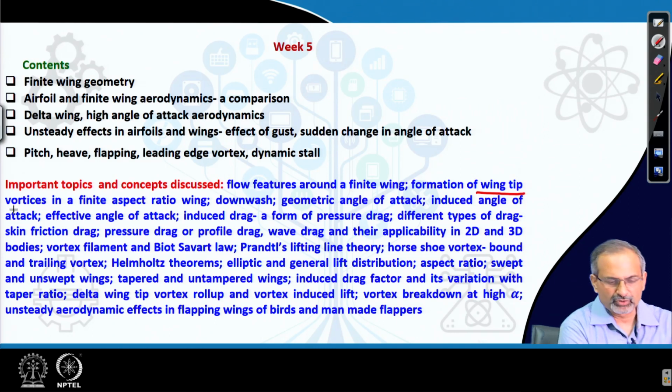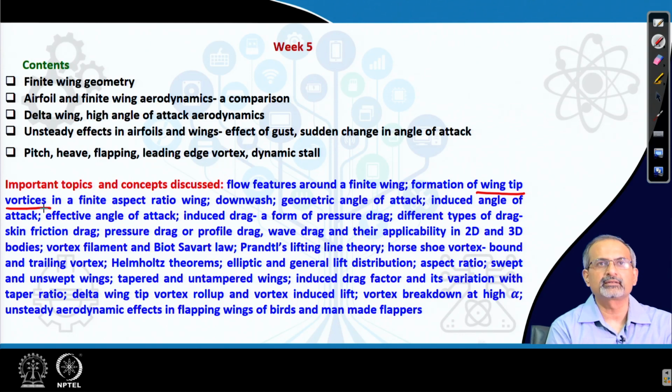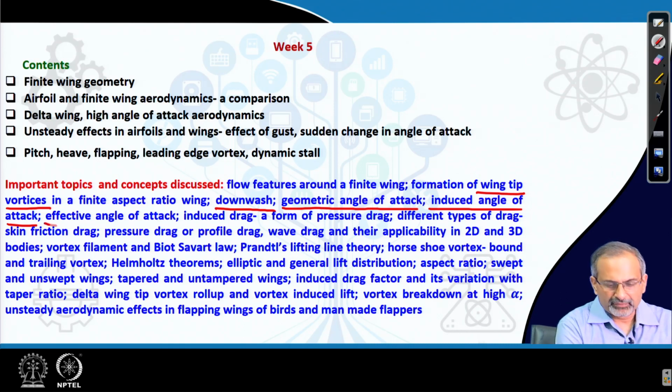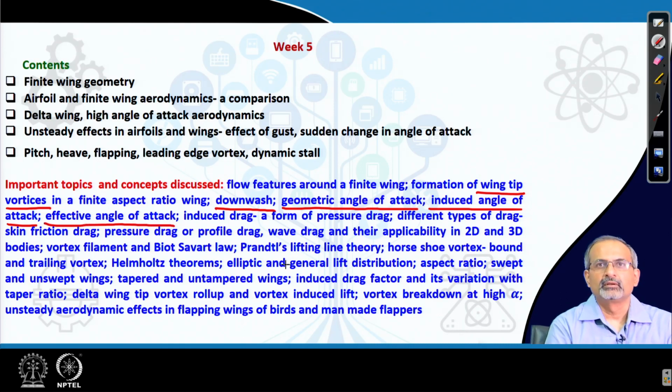Formation of wingtip vortices in a finite aspect ratio wing was understood. The associated downwash was understood. And then we looked at geometric angle of attack, induced angle of attack, and how they are connected. The effective angle of attack has a connection with these two angles.